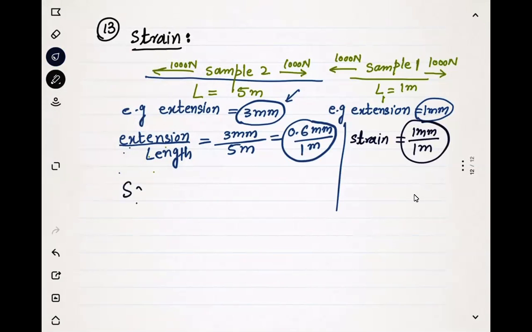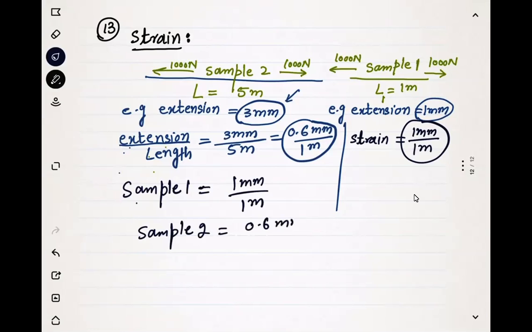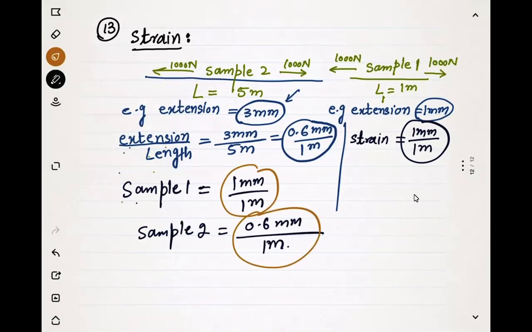Now you see, sample 1 extends by 1 millimeter over 1 meter. And sample 2 will extend by 0.6 millimeter over 1 meter. Now you should observe which of the two samples extends more. One of them is 1 millimeter for every 1 meter. Second one is 0.6 millimeter for every 1 meter. It shows that the second sample extends less and the first sample extends more.